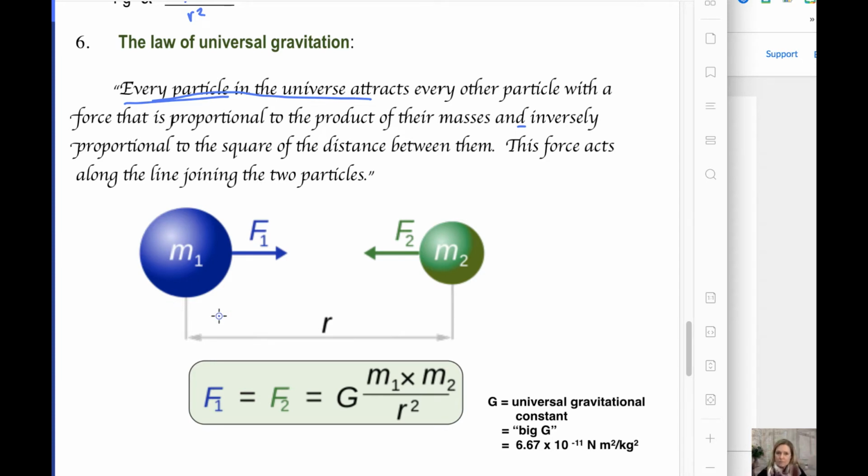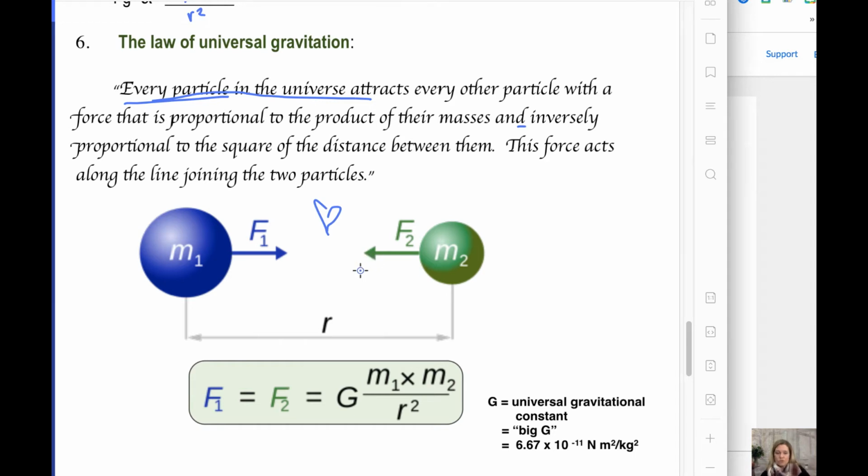It's between them. So here's a wonderful picture. It's very simple. Here's one object. Here's another object. They are in love, mutual love. So we know that M1 here is pulling on M2 with this force, and M2 is pulling on M1 with this force. And what about those forces? They are the same. They love each other equally. The force is the same.